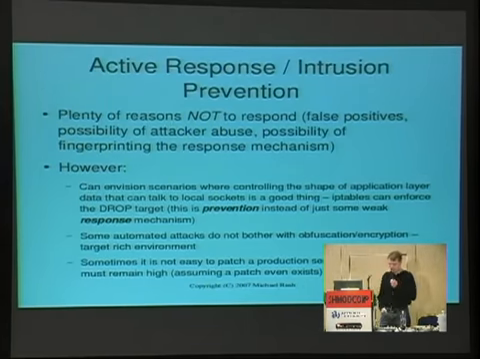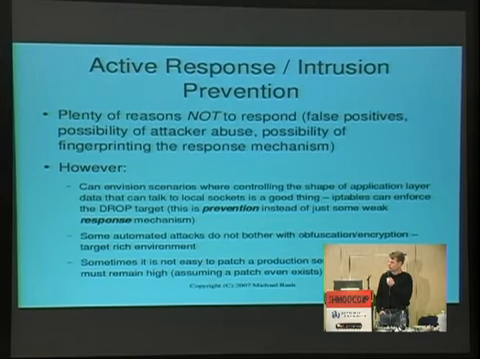So I'd like to say a couple of words about active response and intrusion prevention. There are plenty of reasons not to use any kind of response mechanism for network traffic, for lots of reasons. False positives, the ability of an attacker to abuse the system potentially, and the possibility of fingerprinting the response mechanism itself. Simple Nomad talked about that in one of his recent talks, I believe.